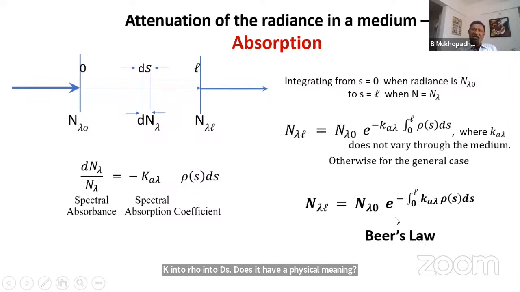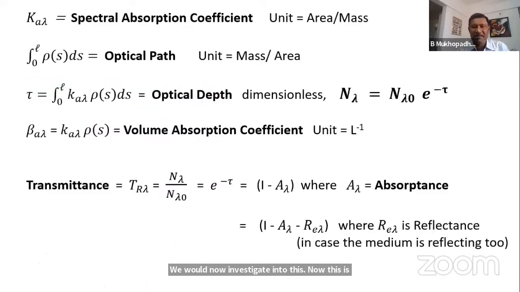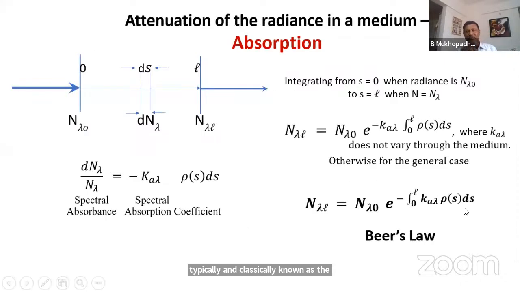Now, this is typically and classically known as the Beer's law of absorption. Now, this law, when you alter this coefficient and make it more generalized, it need not necessarily be only absorption. Attenuation can be due to other processes also. We can generalize this equation, but the form of this equation like this, in its most general sense, which includes absorption, which may include scattering, but that also can lead to attenuation, is known as the generalized Beer's law. Now, this is a very important law, which talks about attenuation down the path. All right. Now, let's look at these terms.